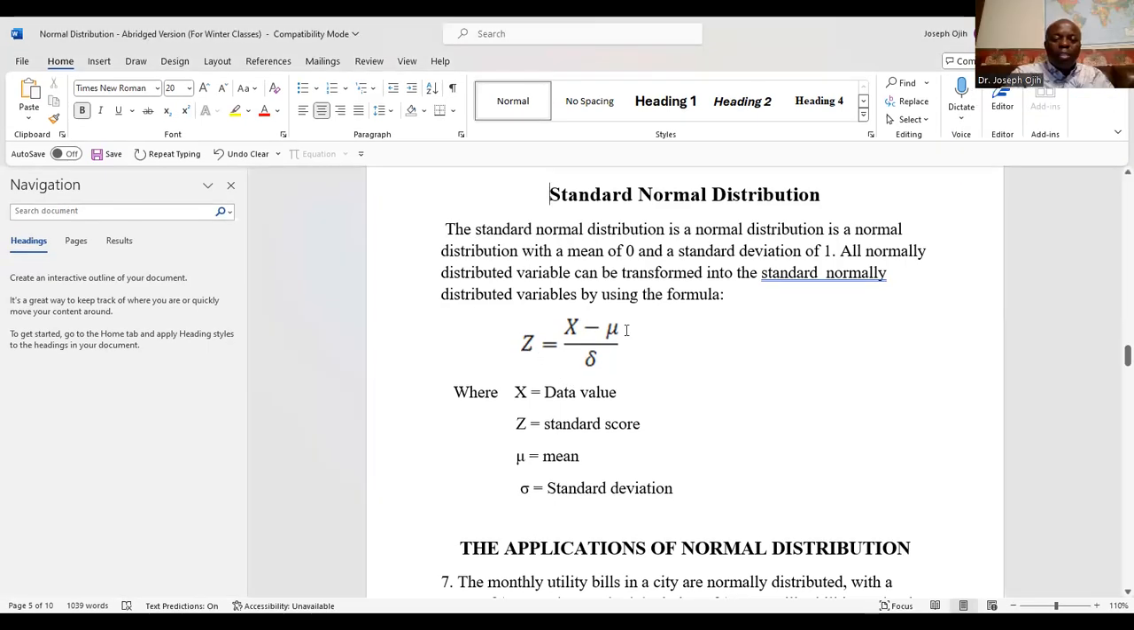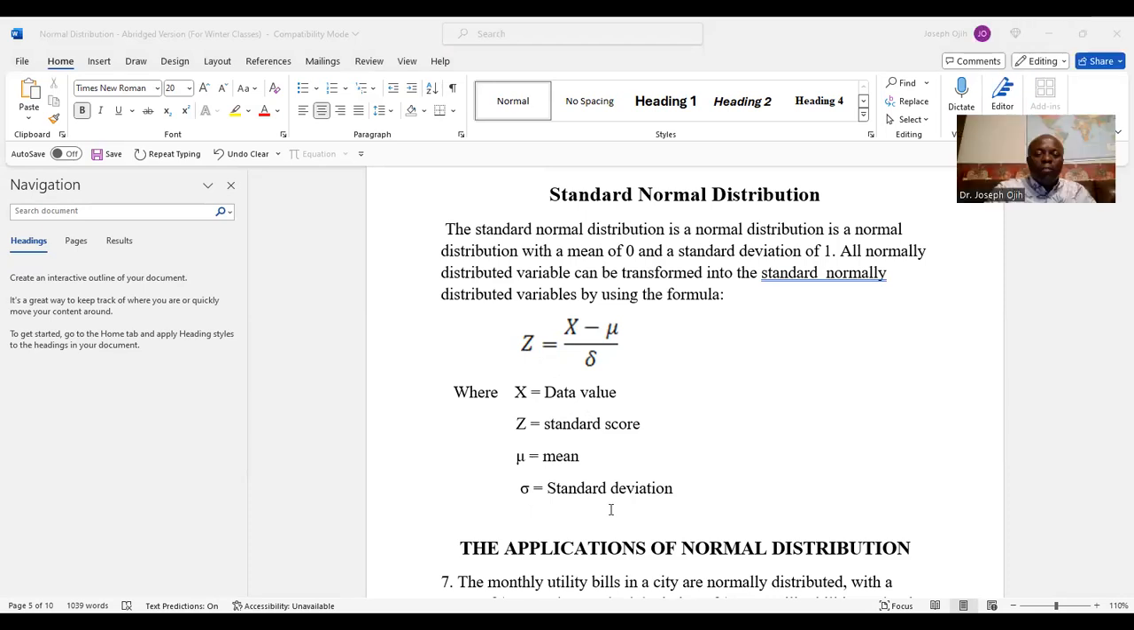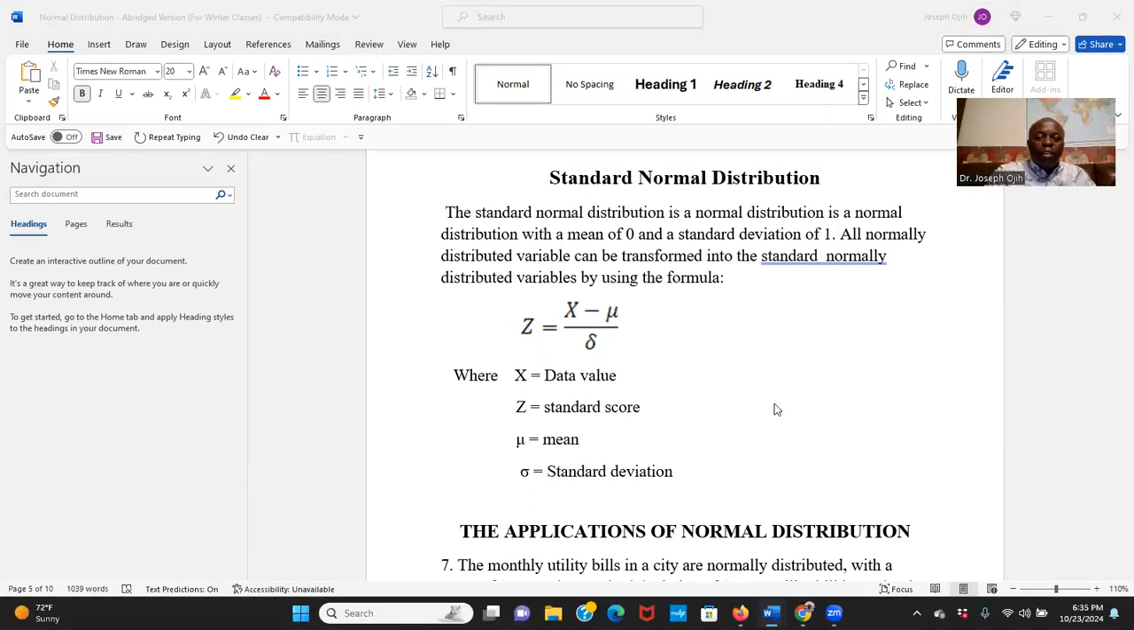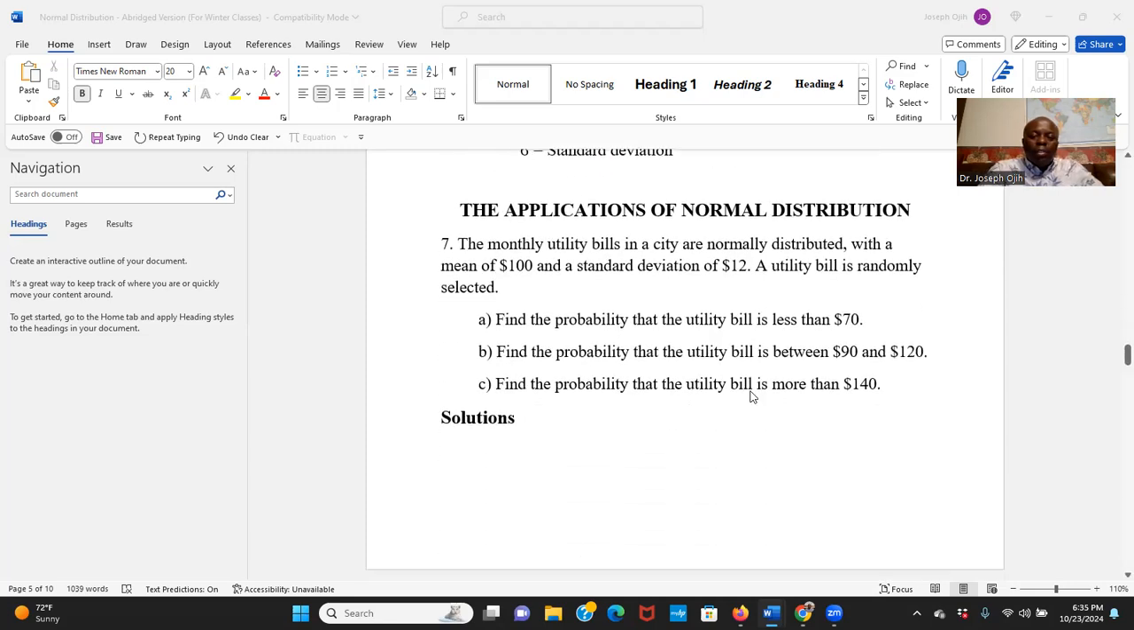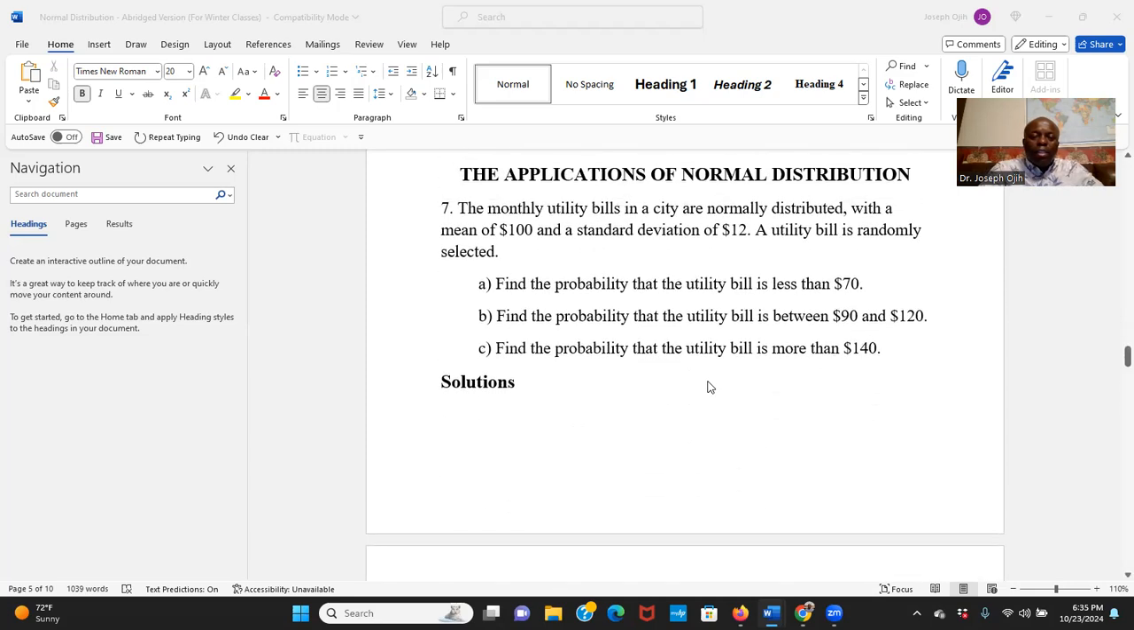Z equals X minus mu over sigma, where X represents the data value, Z represents the standard score, mu represents the mean, and sigma represents the standard deviation. So we use this to transform any normally distributed variable into the standard normally distributed variable. Let's do an example using this application.